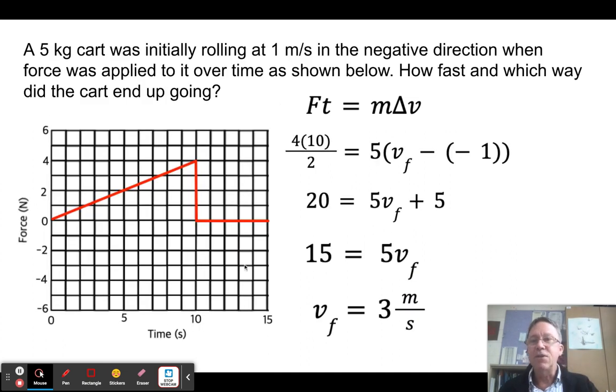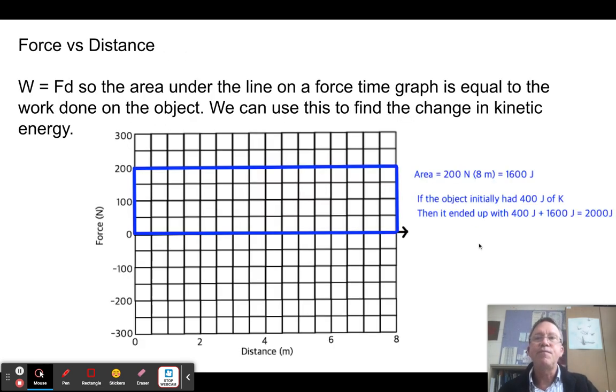So again, if I looked at something like this, let's just say I had a 5-kilogram cart initially traveling at 1, so I know what the momentum was. It was 5 to start with. I can find its final velocity by saying, okay, the area here is going to be 4 times 10, that's 40, but I only have half of that, that's 20. So the force times time is 20. That's the change in momentum. This is going to equal the mass times Vf minus Vi. And when I solve it, I can tell what the velocity was.